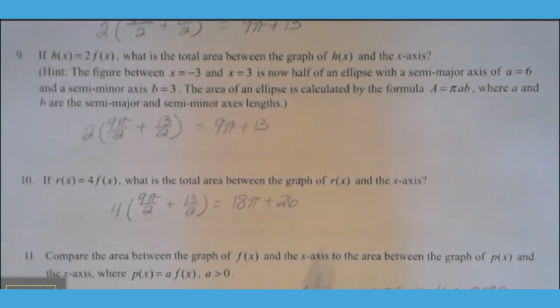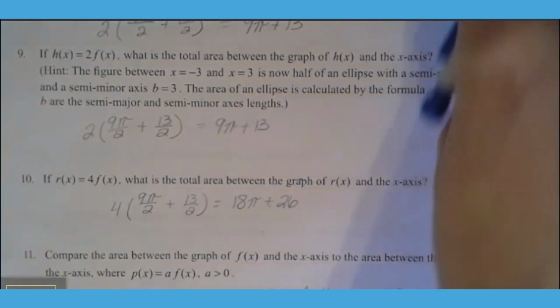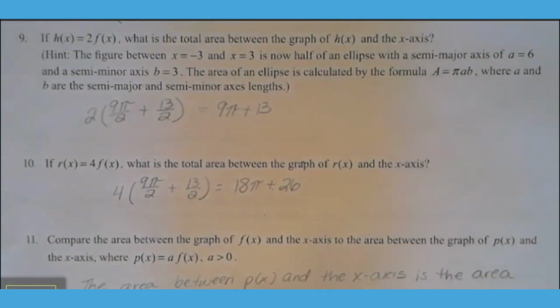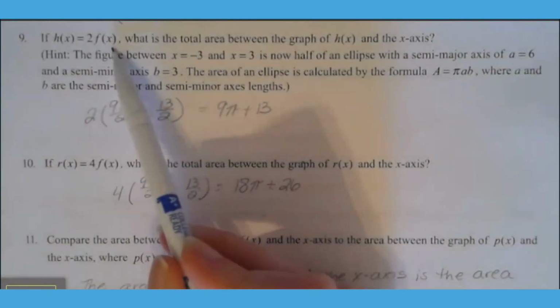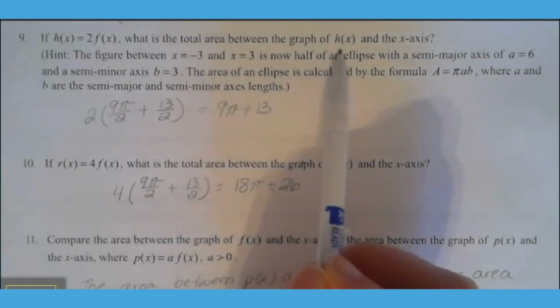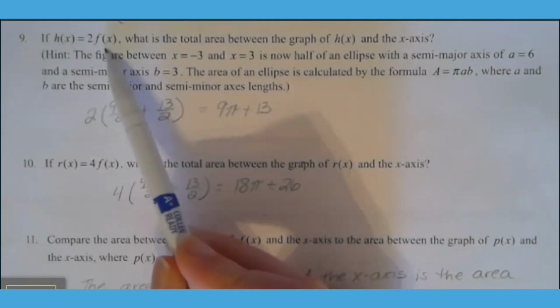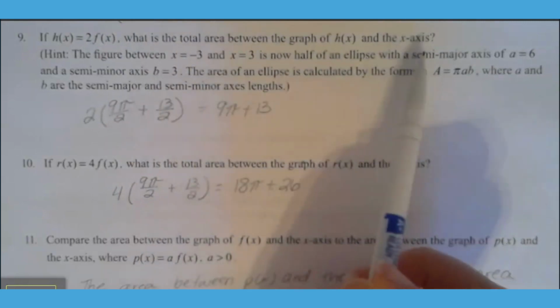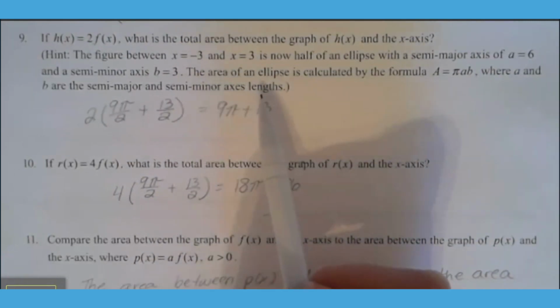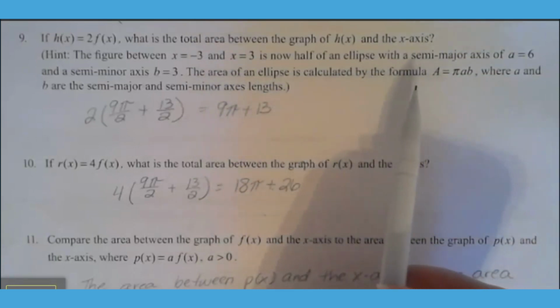We're ready to look at our solutions for 9 through 11. So in looking at 9 through 11, we are given a new function. We are given h of x is twice our original function. What is that total area between this new function that is twice as tall and the x-axis? They give a hint to you here because an ellipse is formed as to how you would actually calculate the area of that ellipse.